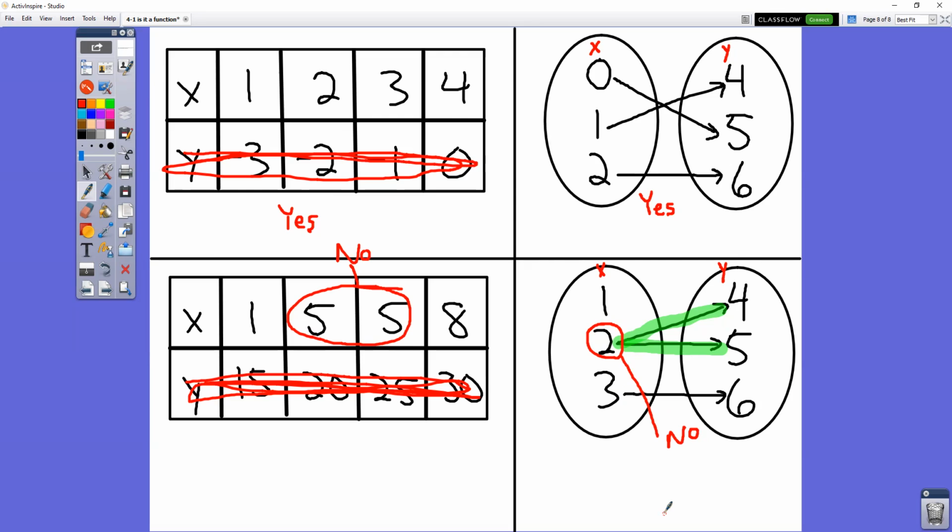So that's what your questions look like today. There's no work to be shown at all. All you have to say is whether it is a yes or a no.